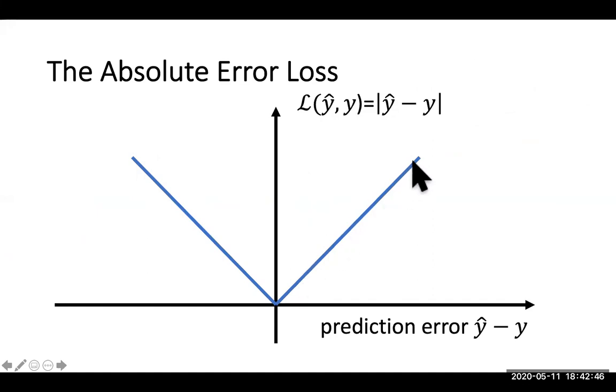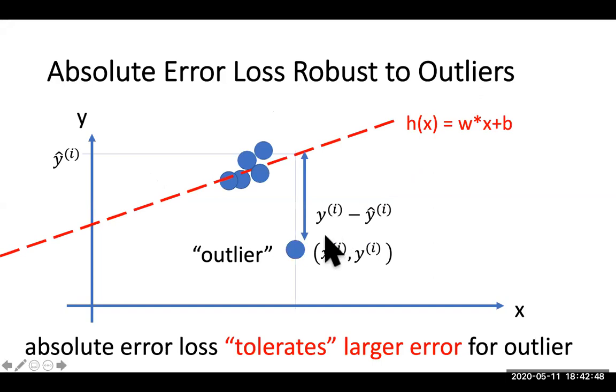And this in turn means that if we try to find a linear predictor using the absolute error loss, we tolerate, for a few data points, in this case only one data point, which is an outlier, a large prediction error.